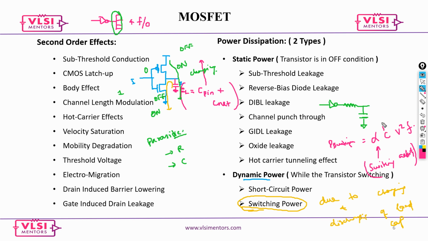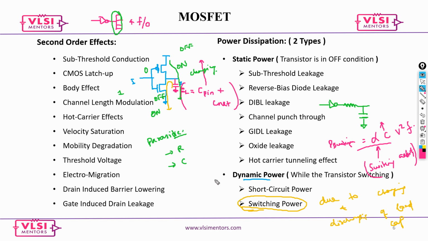Now the C is nothing but your load cap, whatever load cap we were talking about here. And then your voltage, which is basically a double impact, and then your frequency. So the switching power depends on alpha, which is the switching activity, C is your cap, and then V squared, and then F. This is how the switching power is calculated.